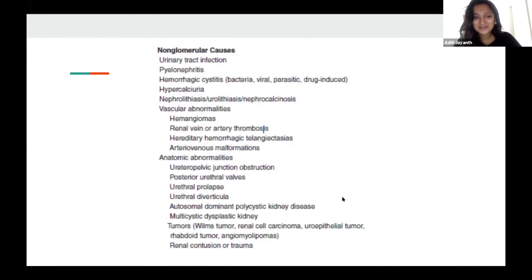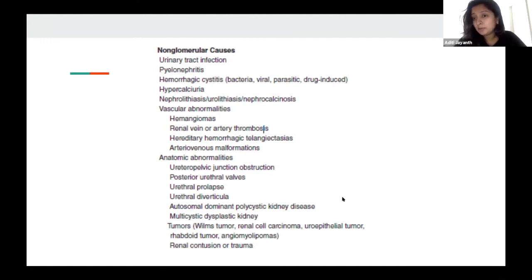So there's a ton of stuff that can cause other non-glomerular causes of hematuria. UTI is probably your most common cause. And then sort of along the urinary tract, hemorrhagic cystitis, which can be from viral or bacterial infections, or can be drug-induced. Hypercalciuria can be another big reason for asymptomatic microscopic hematuria. And then kidney stones are really common, less common in the pediatric population, probably much more common in the grown-ups.